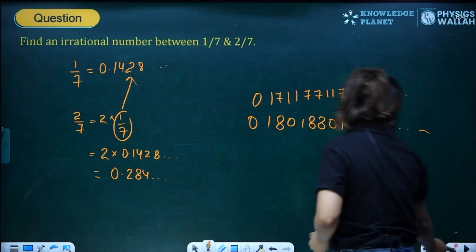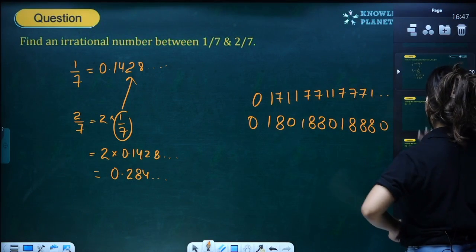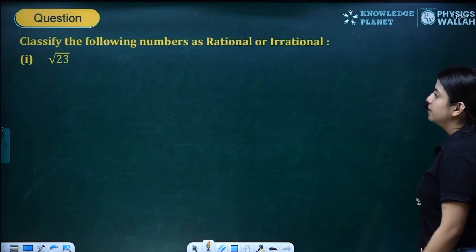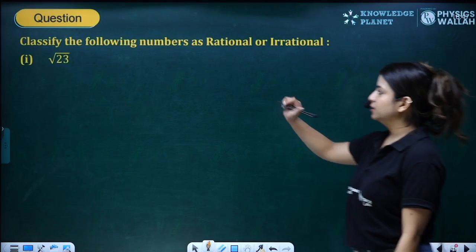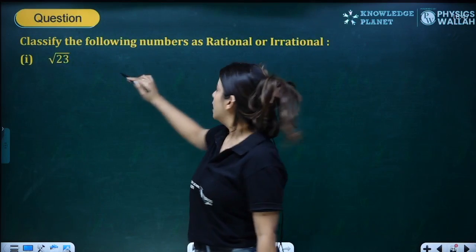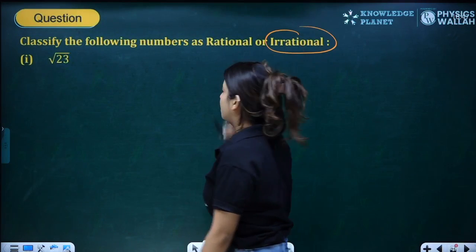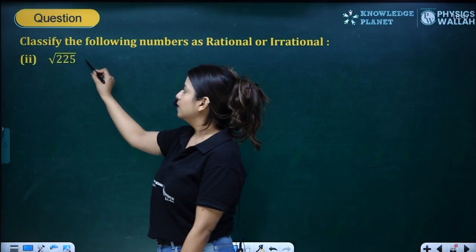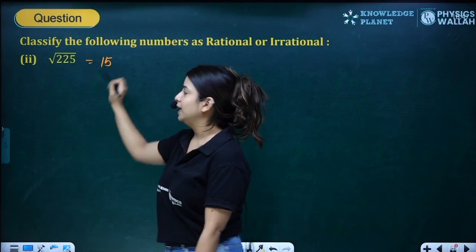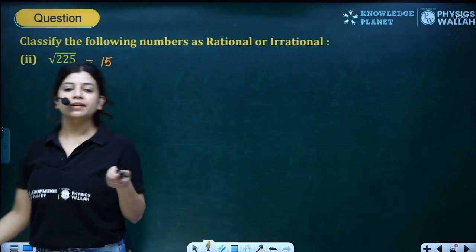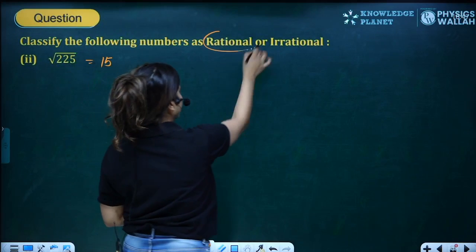Alright, let's see what is the next thing that we have over here. We have to classify the following numbers as rational or irrational. Over here we have root 23. Of course it's an under root, so it is an irrational number. Second is the under root of 225. We can write this as 15, because 225 is 15 squared. The square and root get cancelled out and this becomes a rational number.